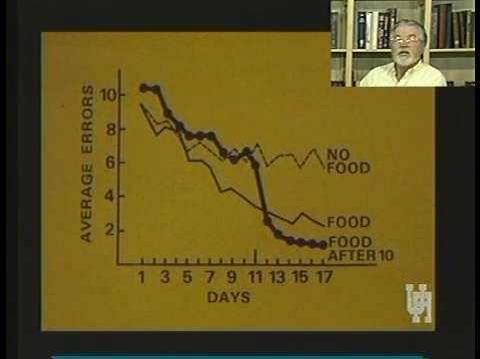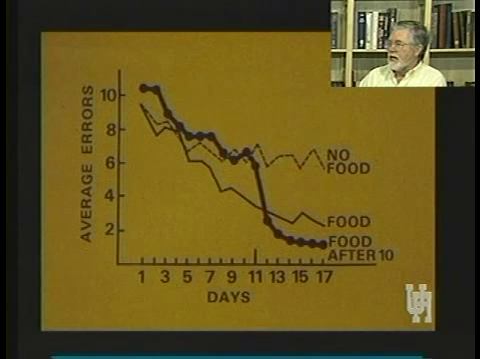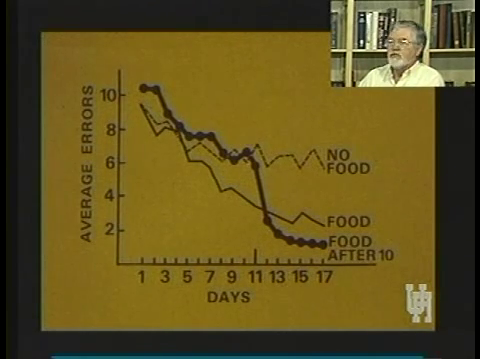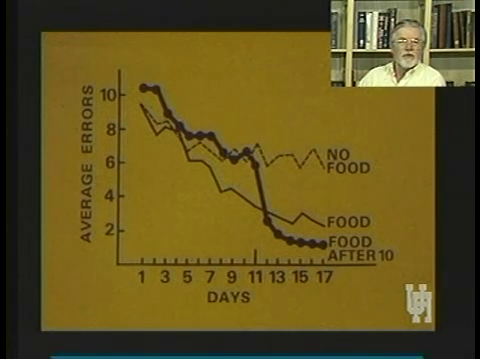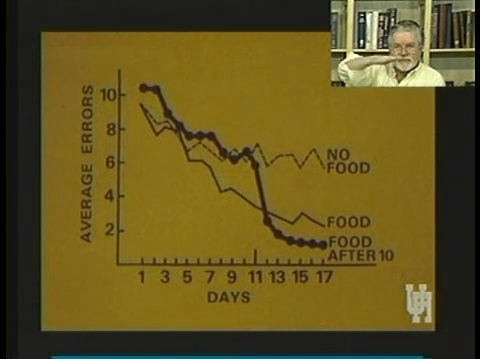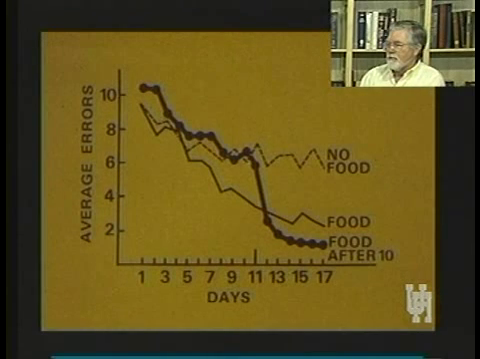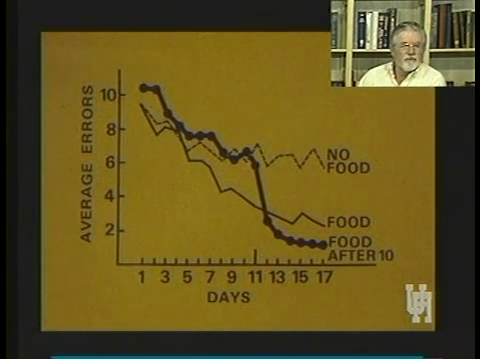There was a second group that always got food. That's the line that drops and actually continues to drop all the way through the experiment. It would have been nice if they'd continued it a little bit longer, because it would have eventually done what is called asymptote. It would have flattened out. But in essence, on this graph, the food group did in fact run with greater accuracy.